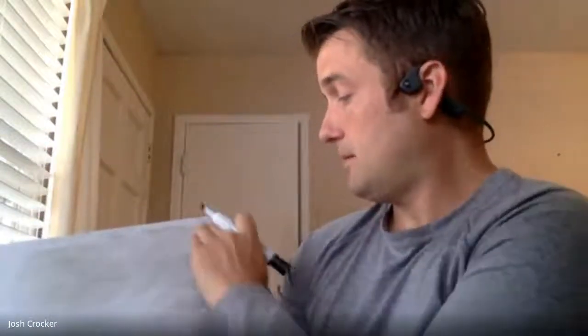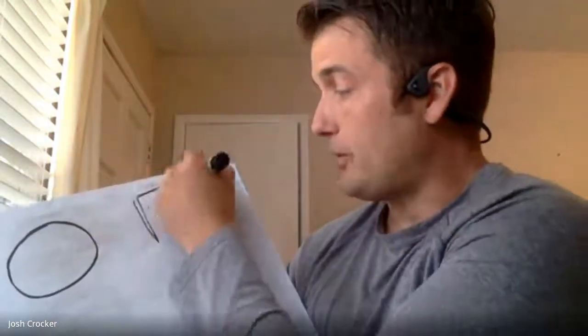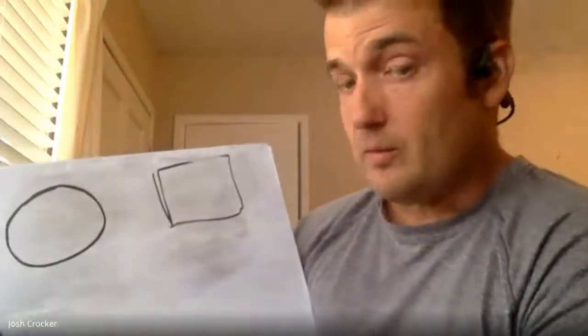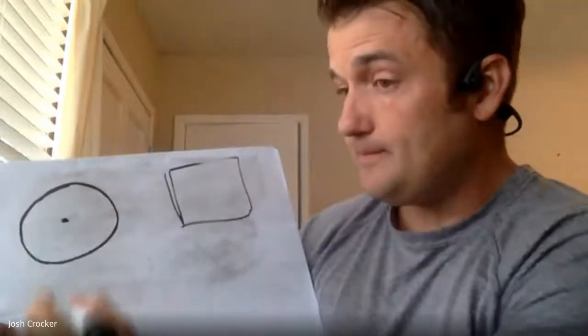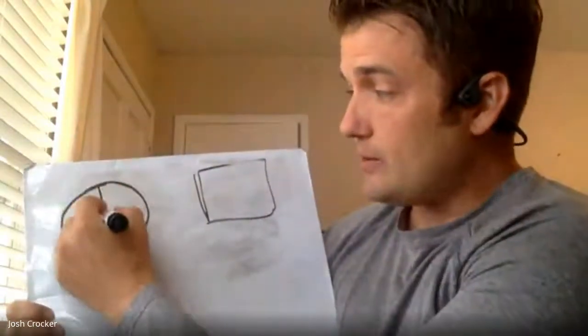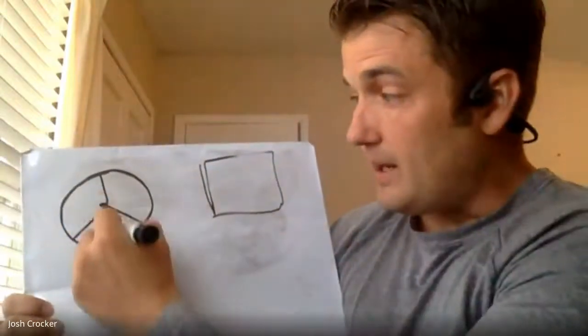Sixths. Sixths now. 6 is a multiple of 3, right? 3, 6, 9, 12, 15. Okay, it's a multiple of 3. So the way I like to do sixths, there's a couple ways you could do it, is I would draw thirds, peace sign, right? And then I would just cut them in half.